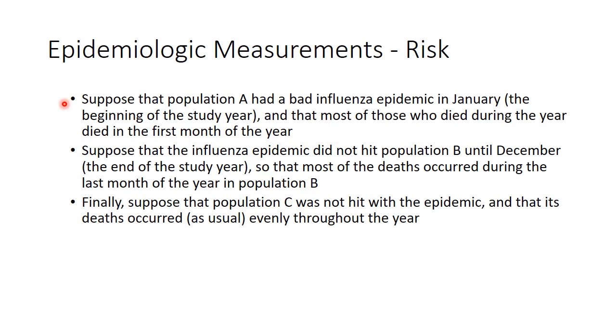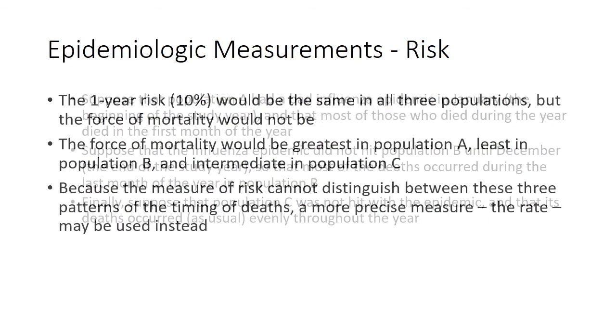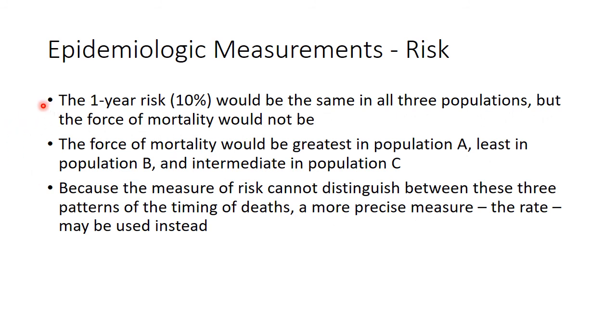So most of their 10% was lost in the following December at the very end of the study period. And then finally in C, they were never hit with an epidemic, and basically all the deaths occurred very evenly throughout the year. So again, they lost pretty consistently throughout the year. When we're looking at this, that 1-year risk, that 10%, would be the same in all 3 populations, but what we consider to be the force of mortality would not be, because the deaths are occurring at very different time periods or very different rates depending on when these different events occurred.